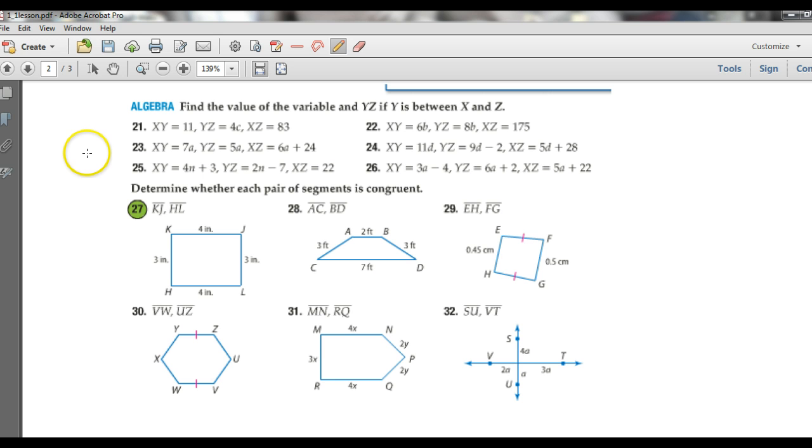Number 21 through 26. Find the value of the variable and yz if y is between x and z. So let's do 23 and 25. First, we want a diagram. And y is between x and z. So on number 23, xy is 7a, yz is 5a, and xz is 6a plus 24.